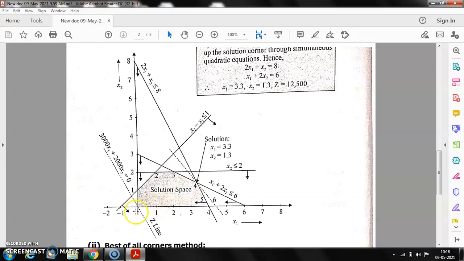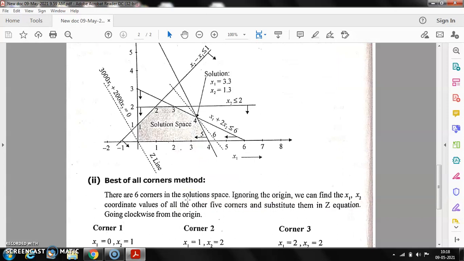Fine. Now again we have got, by leaving this origin, the first corner, second, third, fourth and fifth. Again you have got 5 corners. Actually this corner you can consider as the origin, you won't get any z value, hence leave it. So by using the 5 corners, we need to find out the maximum value of z.